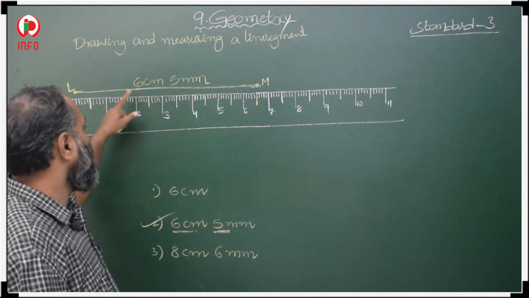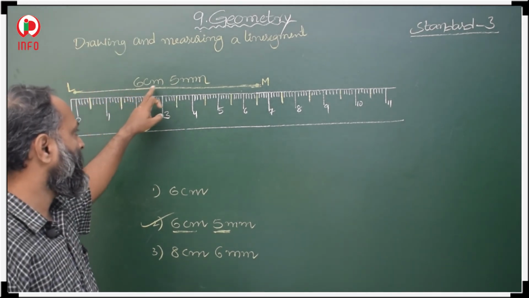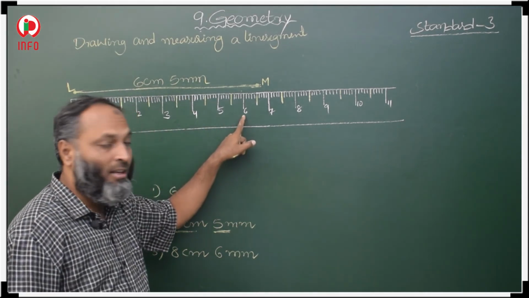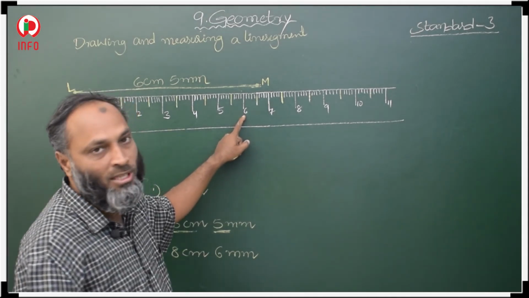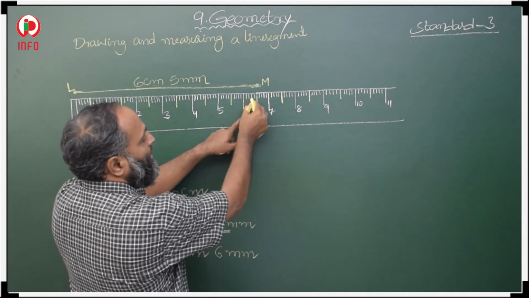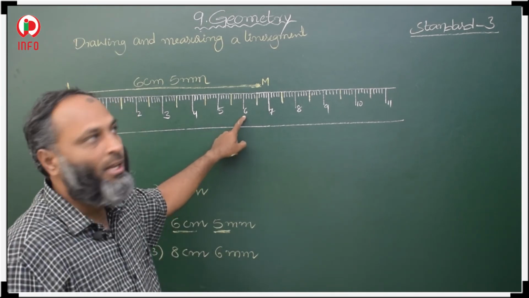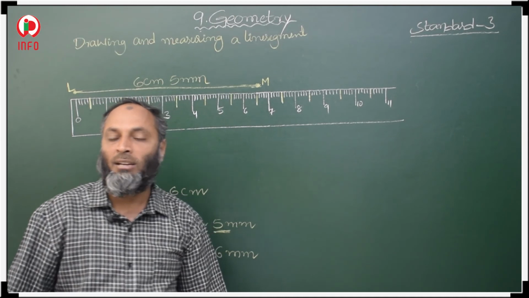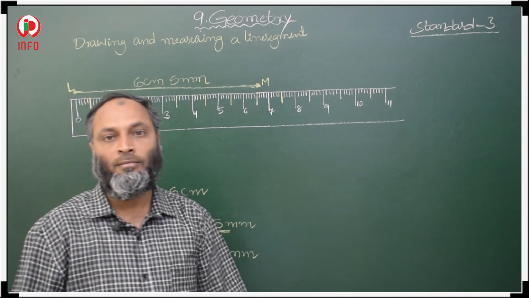First we mark a point at 0, that is the initial point, and after that 6 centimeters 5 millimeters. We have 6 centimeters here, and 5 millimeters also given. It means after 6 centimeters, 5 small lines we have to count: 1, 2, 3, 4, 5. There you mark another point, the second end point. Now you join L and M with a ruler. So that is our line segment of length 6 centimeters 5 millimeters.